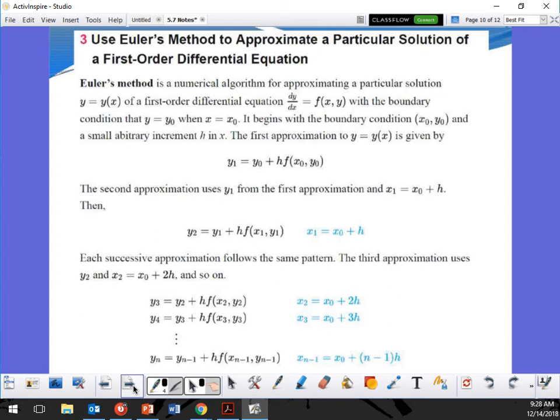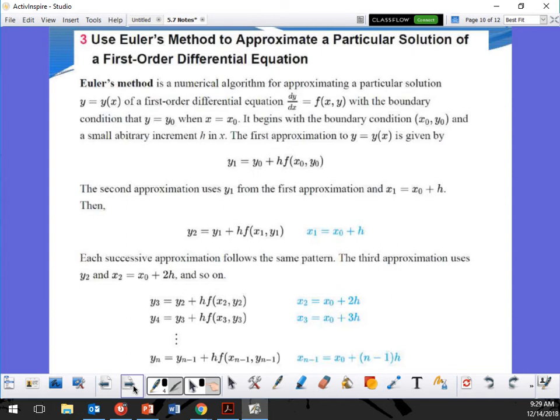The first approximation to y equals y of x is given by y1 is equal to y sub naught plus h times f of x sub naught, y sub naught. The second approximation uses y1 from the first approximation, and x sub 1 is equal to x sub naught plus h, which would be the little increment I'm adding each time. So I'm adding a little bit more to keep getting it.